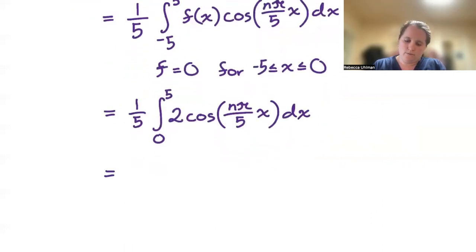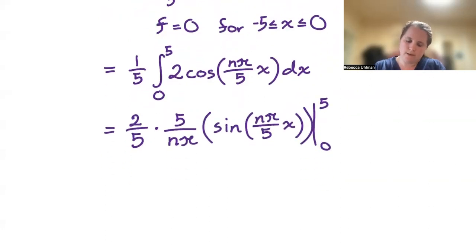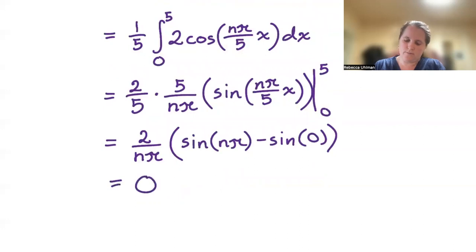Or 2/5 times cosine, we would go to 5 over n pi, and sine of n pi over 5 x, evaluated at 0 and 5. So we are looking at 2 over n pi times, we would have sine of n pi minus sine of 0. And this is, of course, just equal to 0. So we have all of our a sub n's are equal to 0.